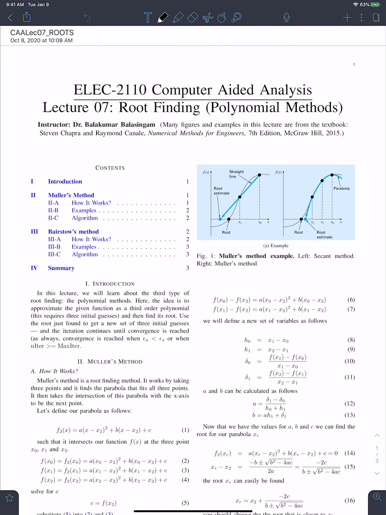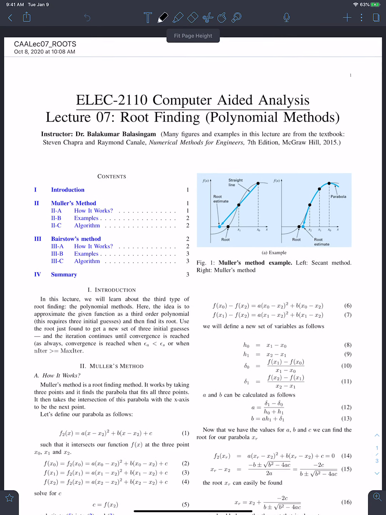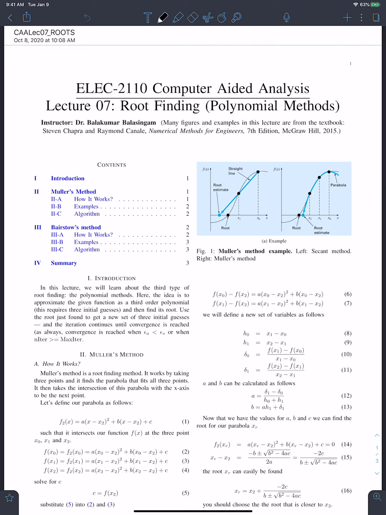Hello, this is the third type of root finding method, lecture 7, polynomial methods for root finding. First we studied the bracketing method. We are given a bracket, and we know the root should be within the upper and lower limit of the bracket. The second type of root finding is the open method, where we just start with an initial guess and then work towards the root.